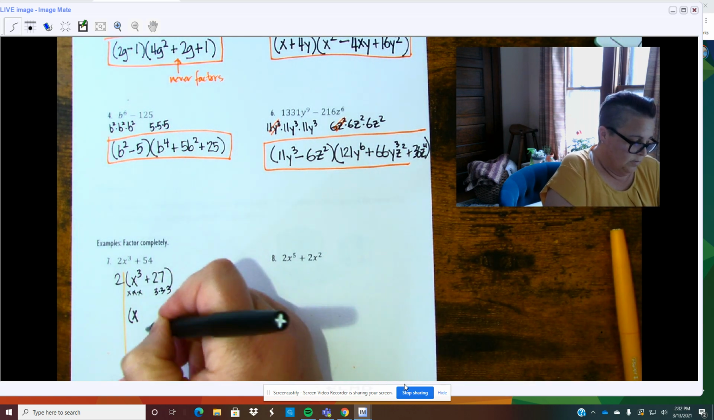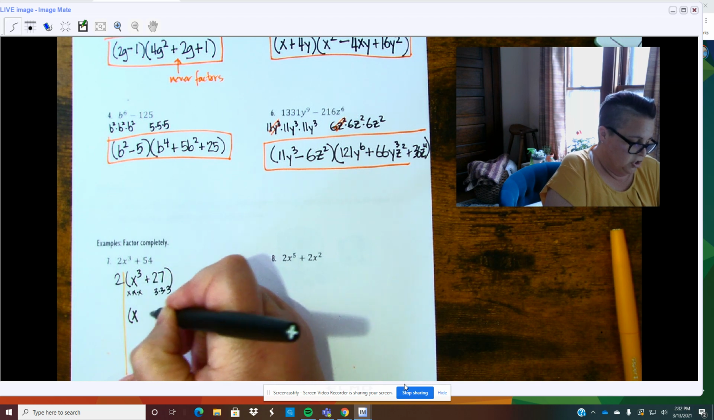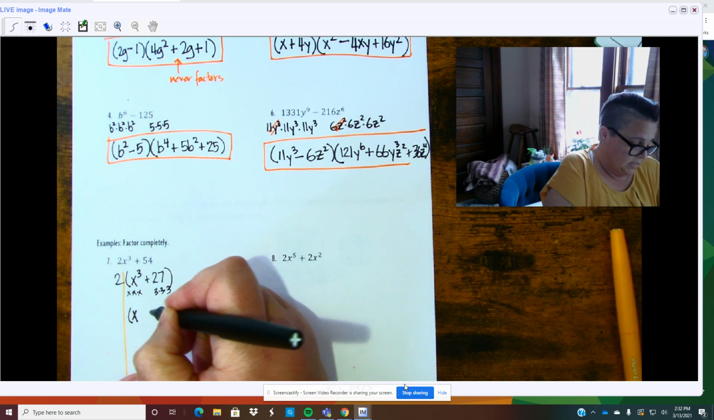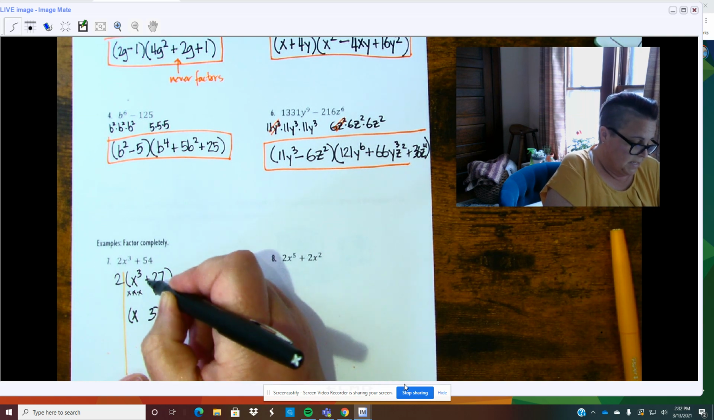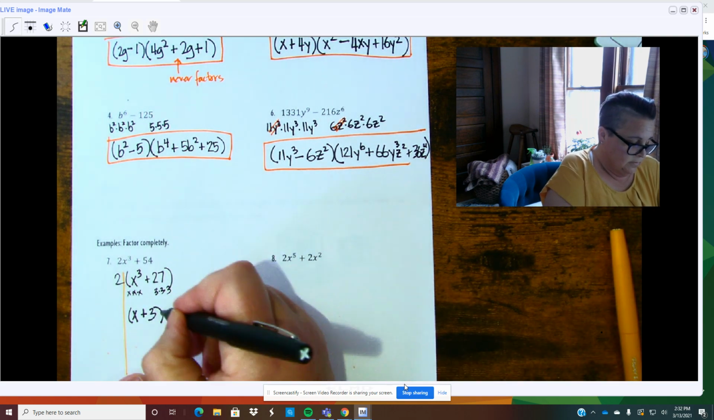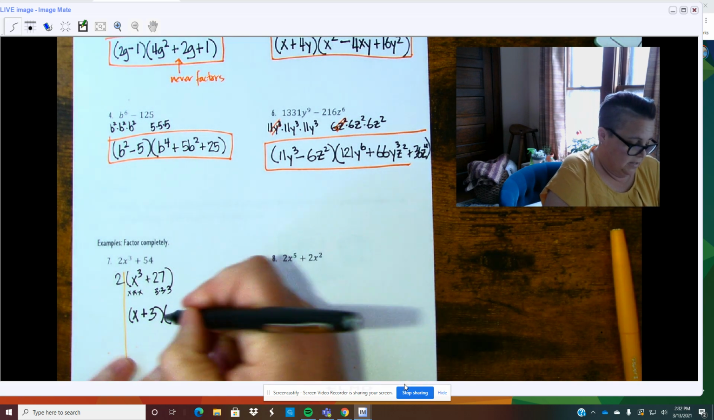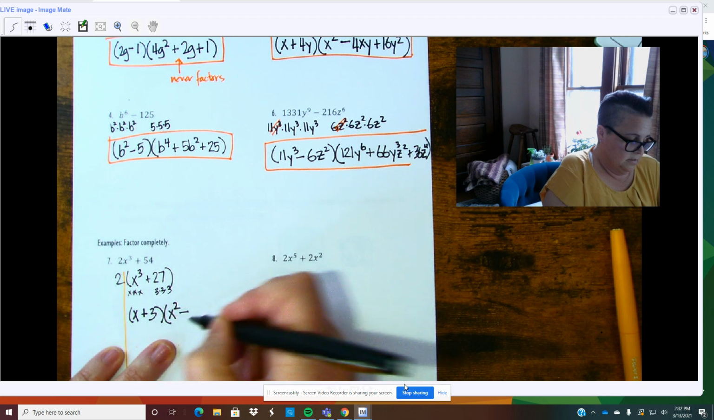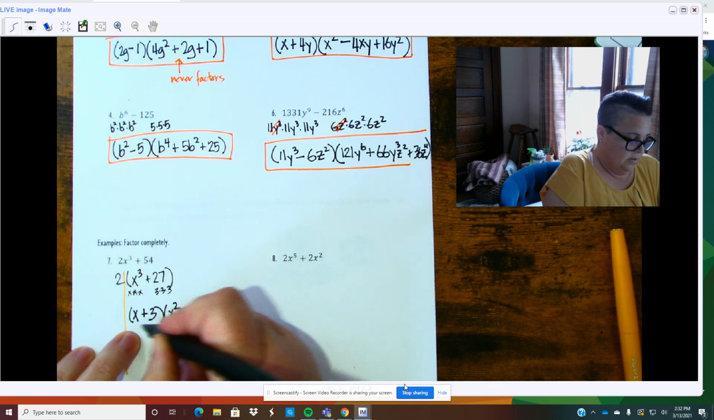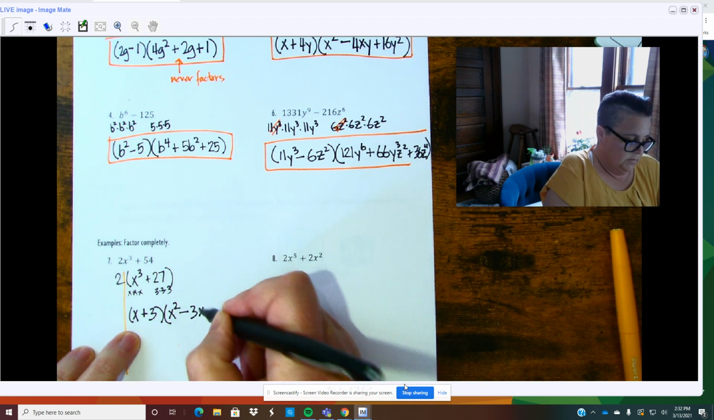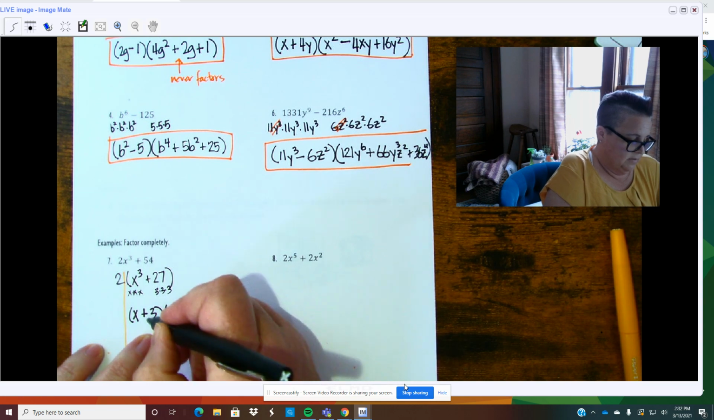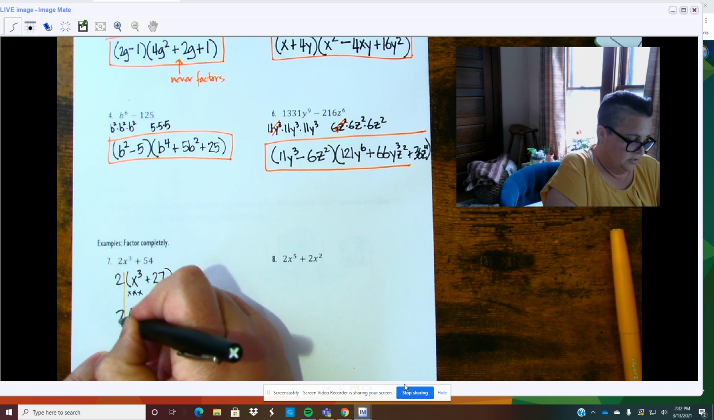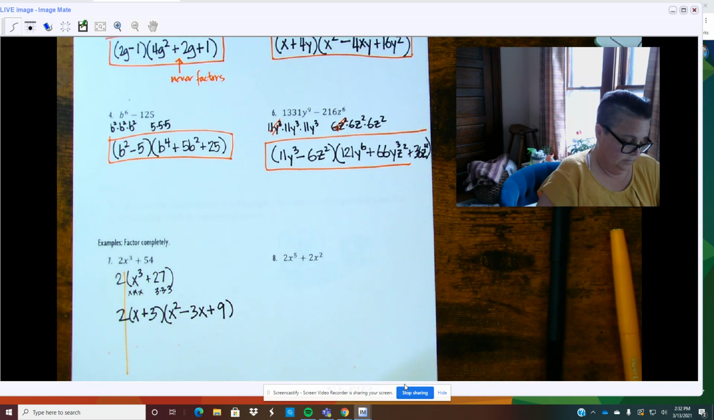I need the cube root of each. The cube root of x cubed is x. The cube root of 27 is 3. I'm going to keep the same operator as was in the original. And then the pattern is to square the first, use the opposite of what was in the original, the product of the 2 terms, and then always positive last term squared. 3 squared is 9. That 2 is going to come down.